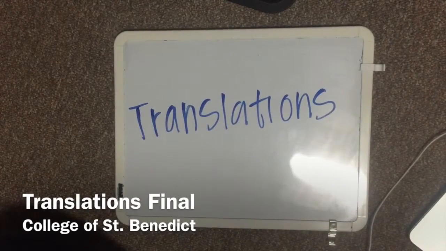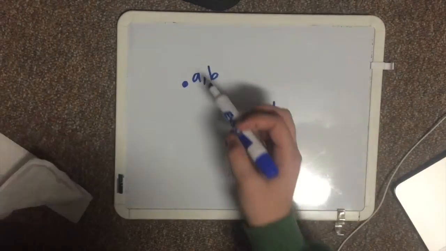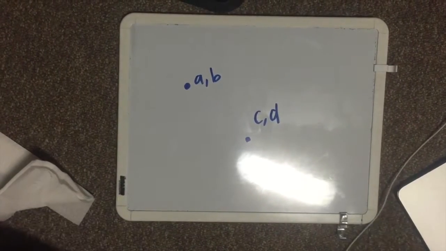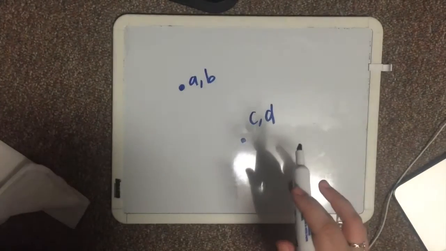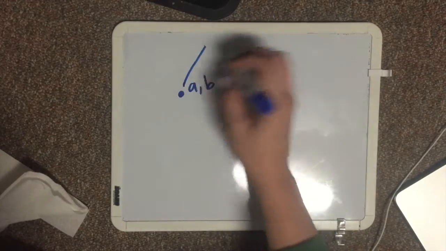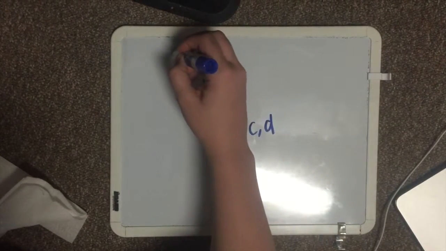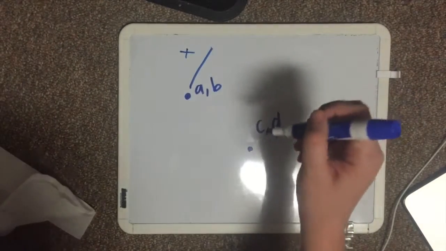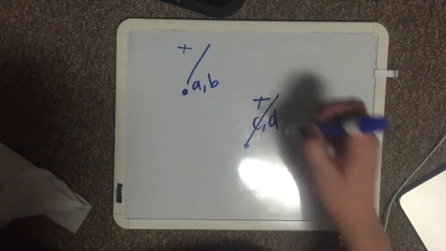Today we're going to be talking about translations and proving why all translations are isometries. So how we're going to start is we're going to plot 2 points, plot AB and plot CD. What we're going to do is shift these up a little bit by a certain amount of units, and since we're not going to use numbers, we'll just say that's X units. You're going to move both of them up the same amount.